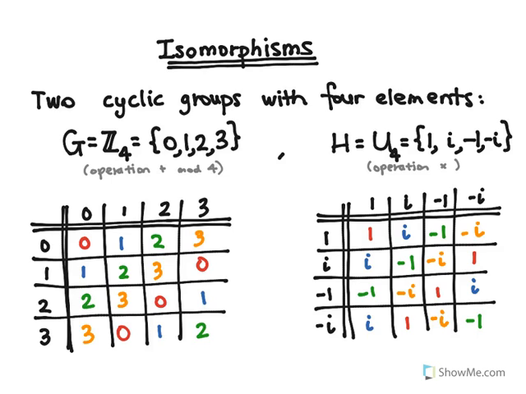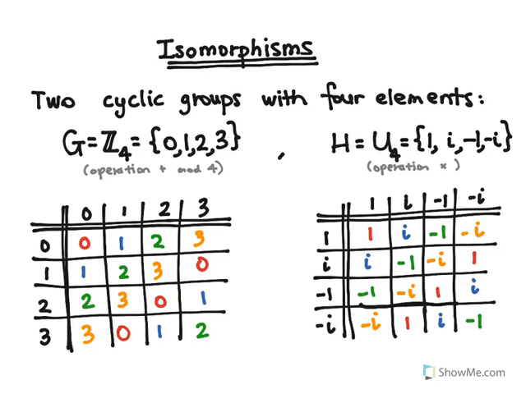And I've color-coded each of these tables for you to really try to highlight the similarity. So in the table on the left, I've drawn all of the 0s in red, the 1s in blue, the 2s in green, and the 3s in yellow. And in the table on the right, I've drawn all the 1s in red, the i's in blue, the -1s in green, and the -i's in yellow. And whoops, sorry, I just noticed there was a mistake in how I had written the table on the right. That should be corrected now.